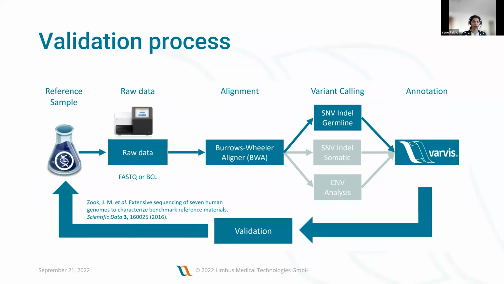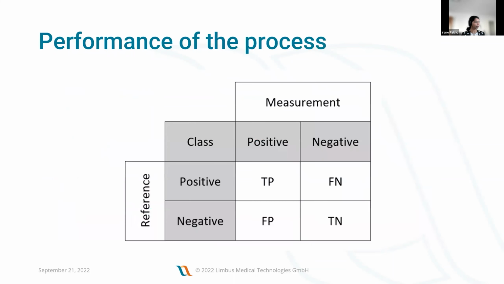Now, the validation process is quite an important step. For this, normally a reference sample that contains a known set of variants is sequenced and analyzed, and then the variants determined from this data set are compared to the reference data set to see how the process is working. Why is this important? Because we need to assess the performance of the workflow, so that we know how sensitive and precise the assay is.